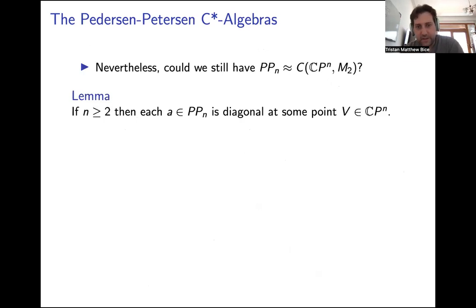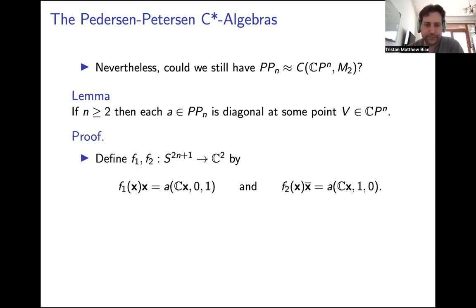But if we are a bit smarter, we can show that, in fact, no, even this is not possible, at least if n is greater than or equal to 2. We can base this on a simple lemma: as long as you're dealing with n greater than or equal to 2, I can find some element in my Peterson algebra, so a continuous function, which is diagonal, for which the off-diagonal terms are the 0 vectors, at some point, certainly not every point, but at least one point of n-dimensional complex projective space.